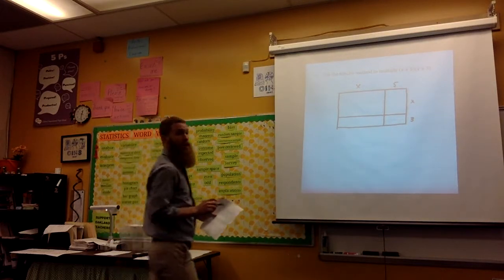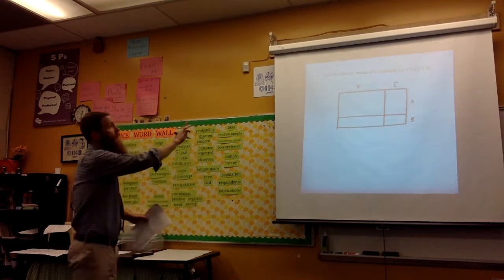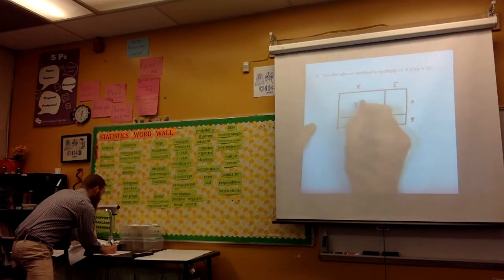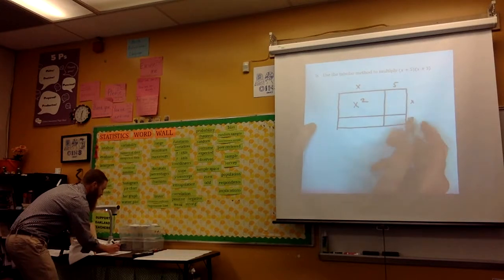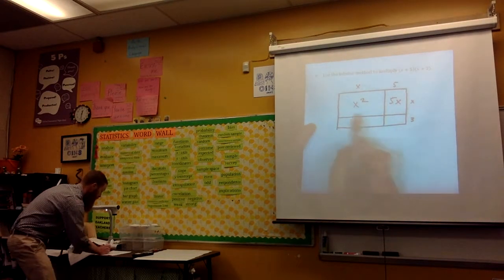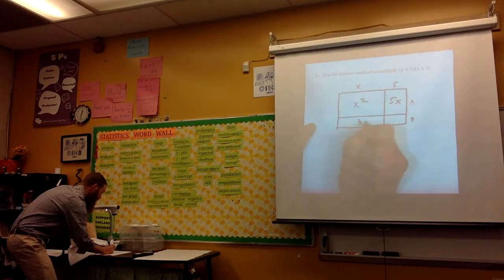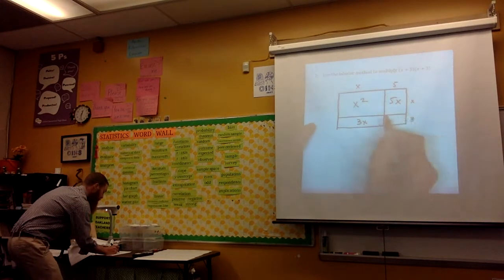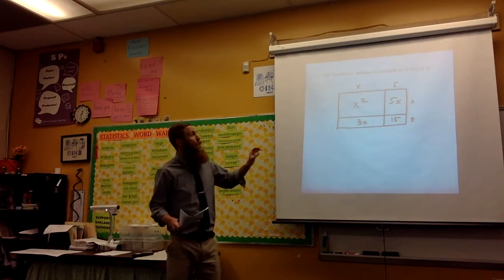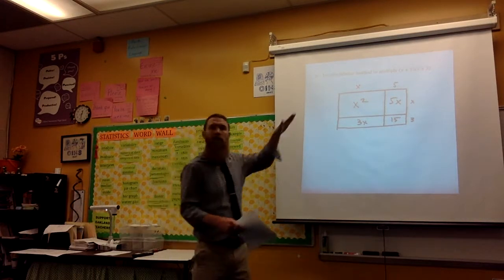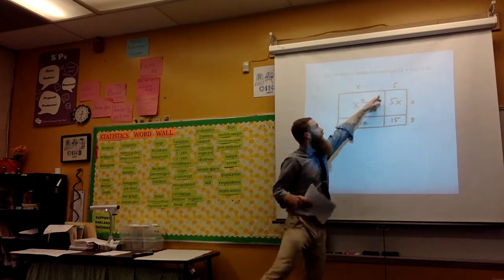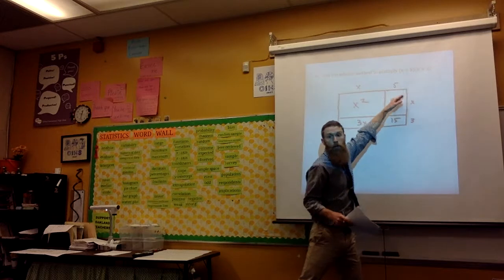So let's go ahead and fill in the partial products. Help me out. x by x, so that's x squared. 5 by x, that's going to be a 5x. Right? Go on. x by 3, that's a 3x. 5 by 3, that's a 15. Look at the arrangement here. What do you notice about the diagonal terms?